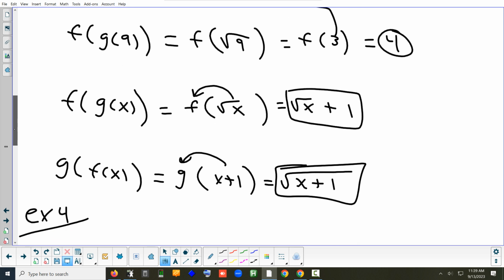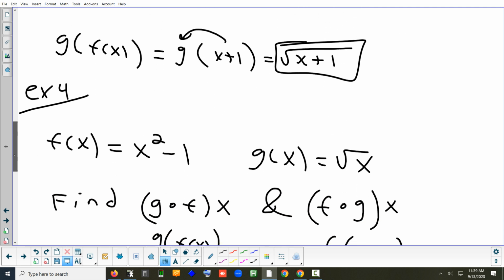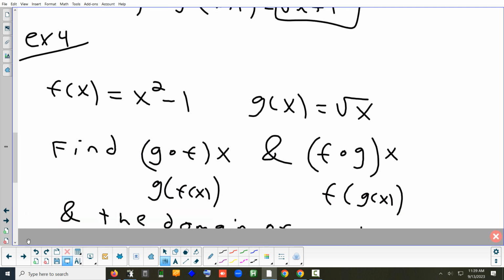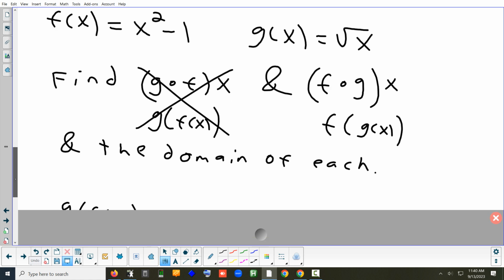Questions on it? I have a lot. I'm not going to go through every single one. In fact, I'm going to shorten this one a little. Which way do I want to do it? Let's do f of g of x. So let's just do the second way. F of g of x. Always a little more interesting. And find the domain.